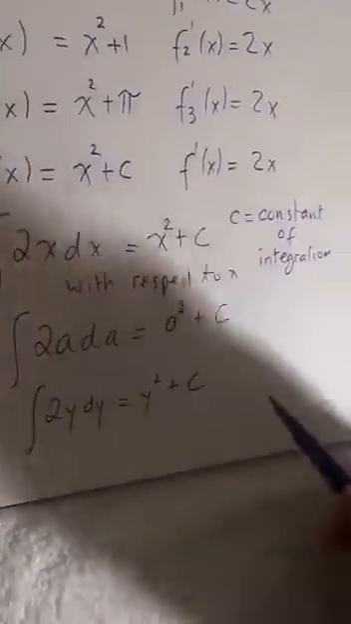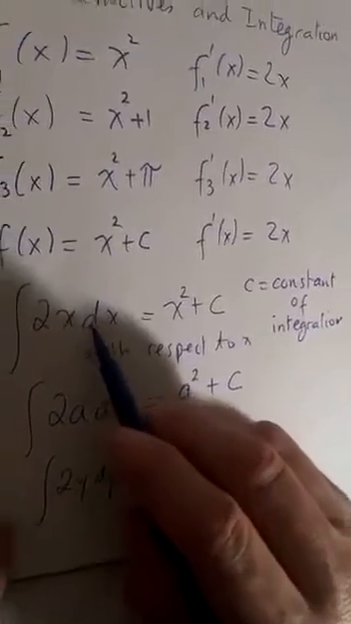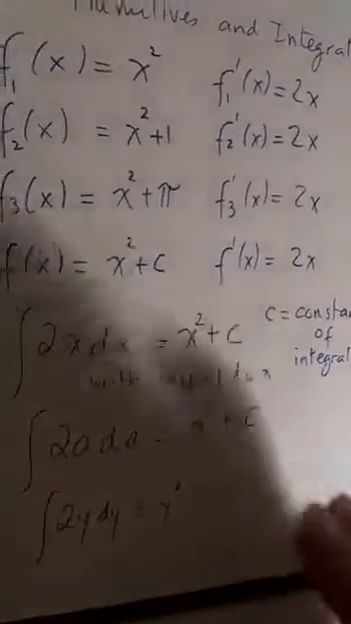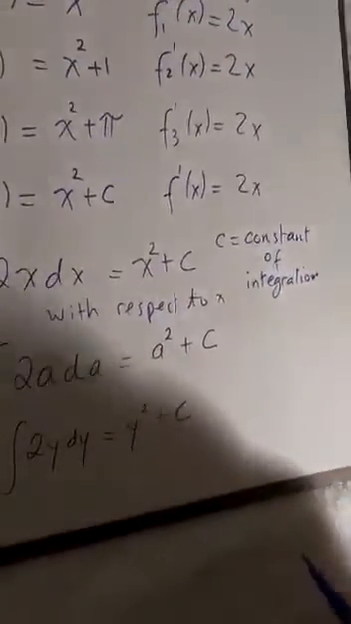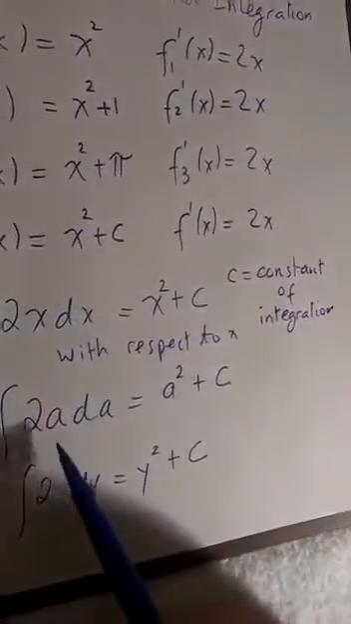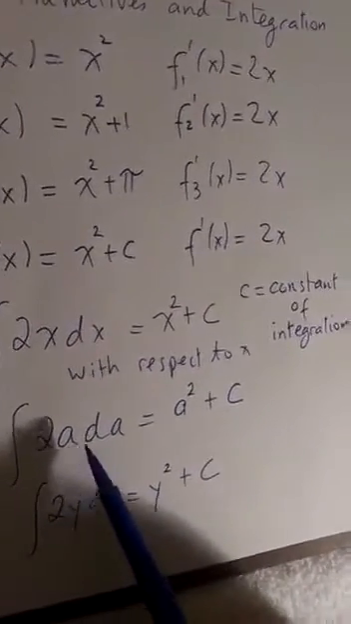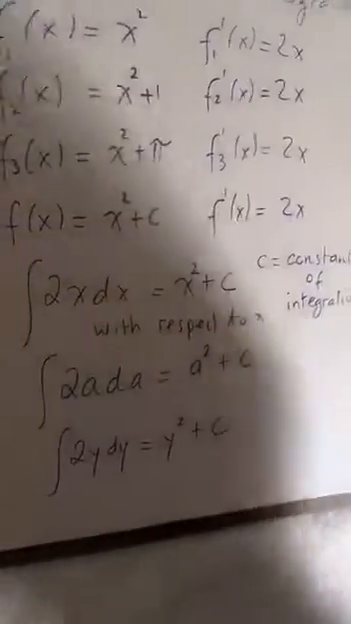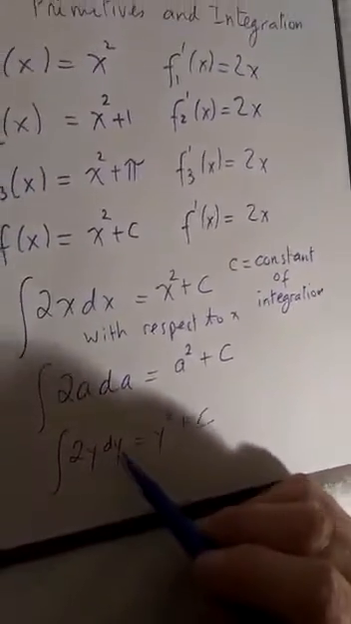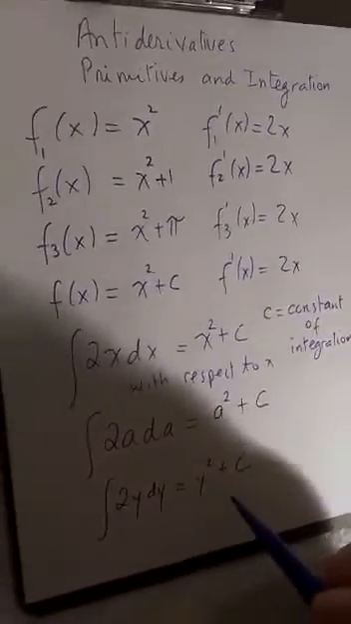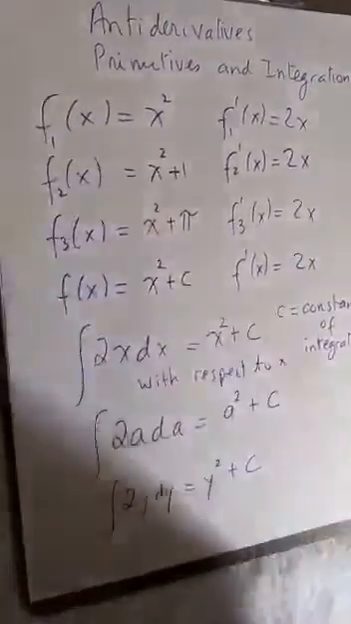The integral of 2x dx, where dx means with respect to x, is x squared plus c. The letter that you use in here doesn't matter. We're saying with respect to x because we could have done this: the integral of 2a da, that means with respect to a, will be a squared plus c. Or the integral of 2y dy is y squared plus c. So it doesn't matter what letter you use, it's with respect to.